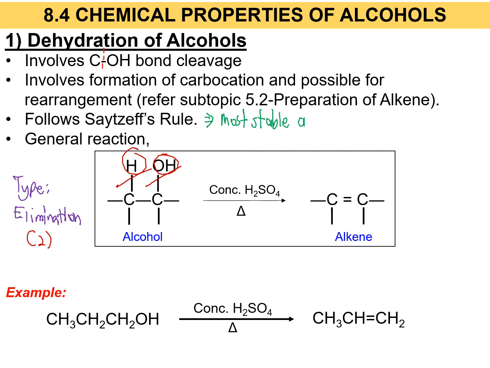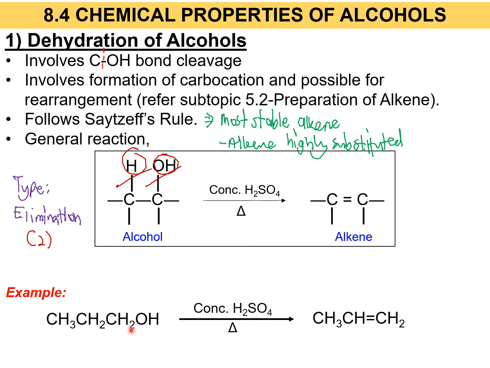Apa tu most stable alkene? Most stable alkene tu ialah bila alkene tu dia highly substituted. Okay? So, bila alkene tu highly substituted, banyak alkyl group around it. That means it will be the most stable alkene.